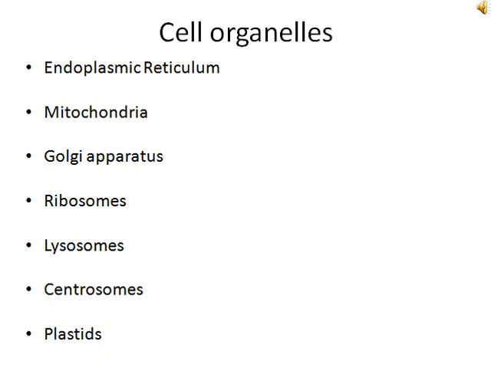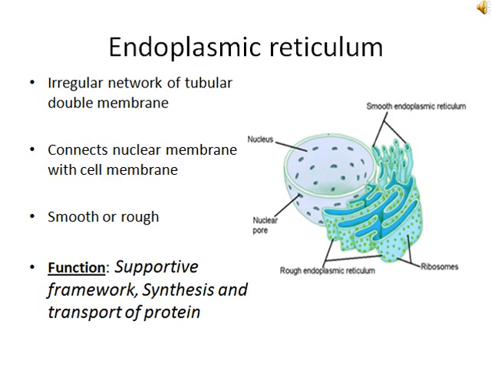The important cell organelles in the cell are endoplasmic reticulum, mitochondria, Golgi apparatus, ribosomes, lysosomes, centrosomes, and plastids. Endoplasmic reticulum is an irregular network of tubular double membrane. It connects the nuclear membrane with the cell membrane. It may be smooth or rough due to the attachment of ribosomes. Its main functions are that it is a supportive framework of the cell, and it is involved in synthesis and transport of protein, etc.